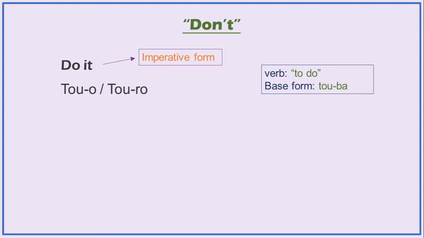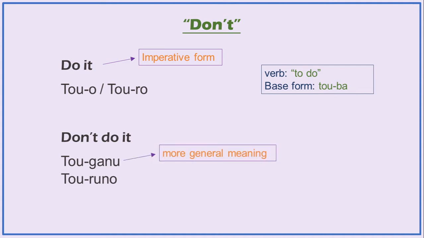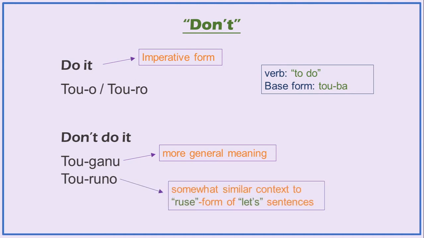And instead, if you want to say don't do it, you can either say tauganu or tauruno. So tauganu or tauruno. Now there is a slight difference in meaning of these two forms, where the ganu form is more of a general meaning, whereas the second form you can think of as somewhat similar to the Ruse form, which we had discussed in the previous lesson on let's sentences.